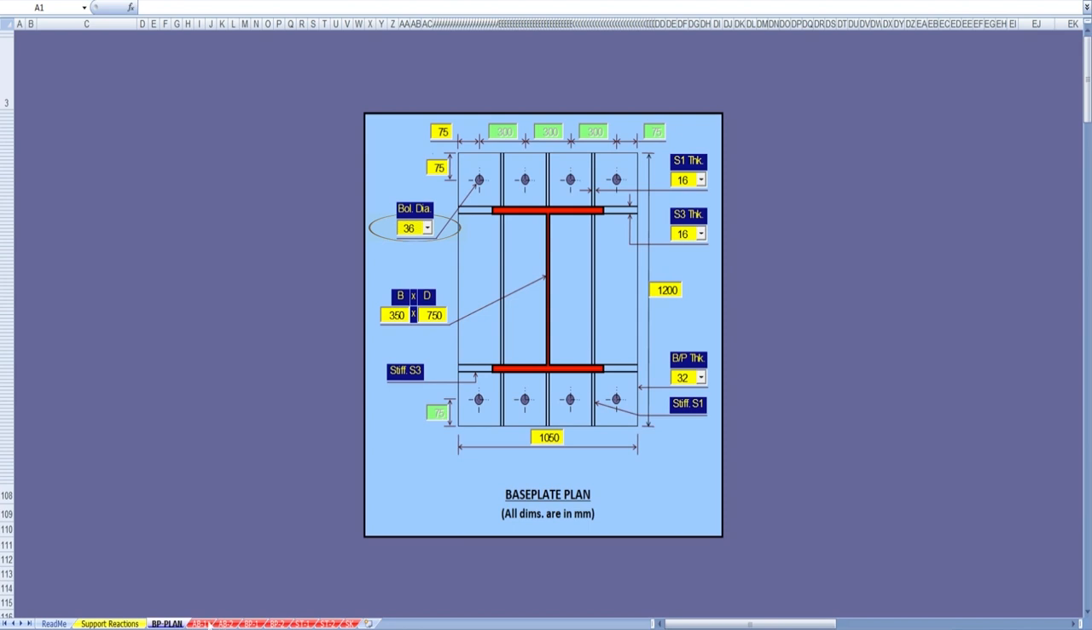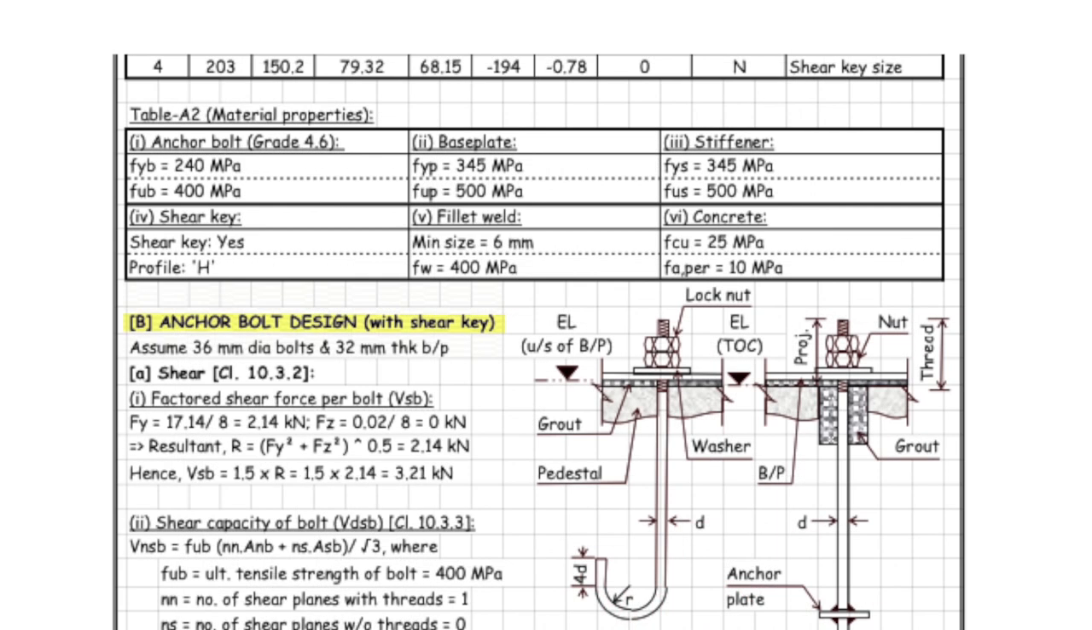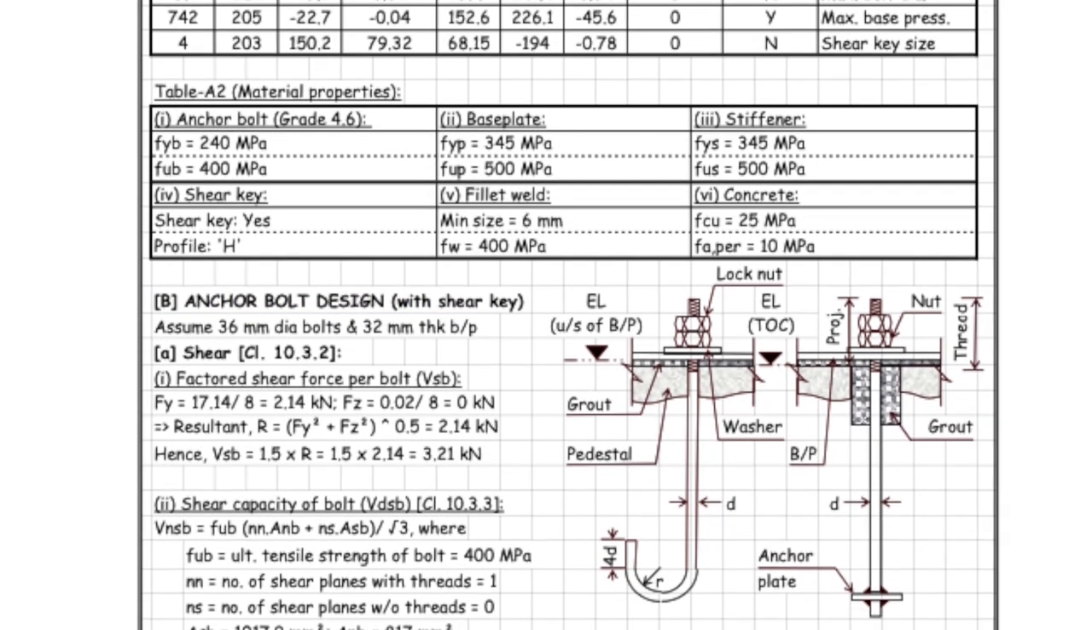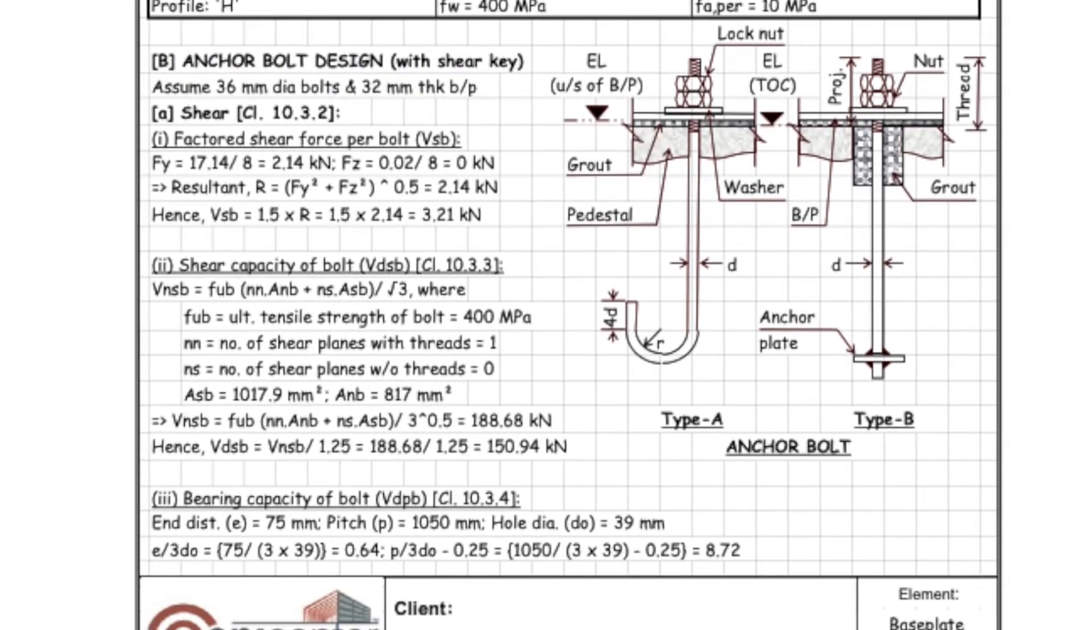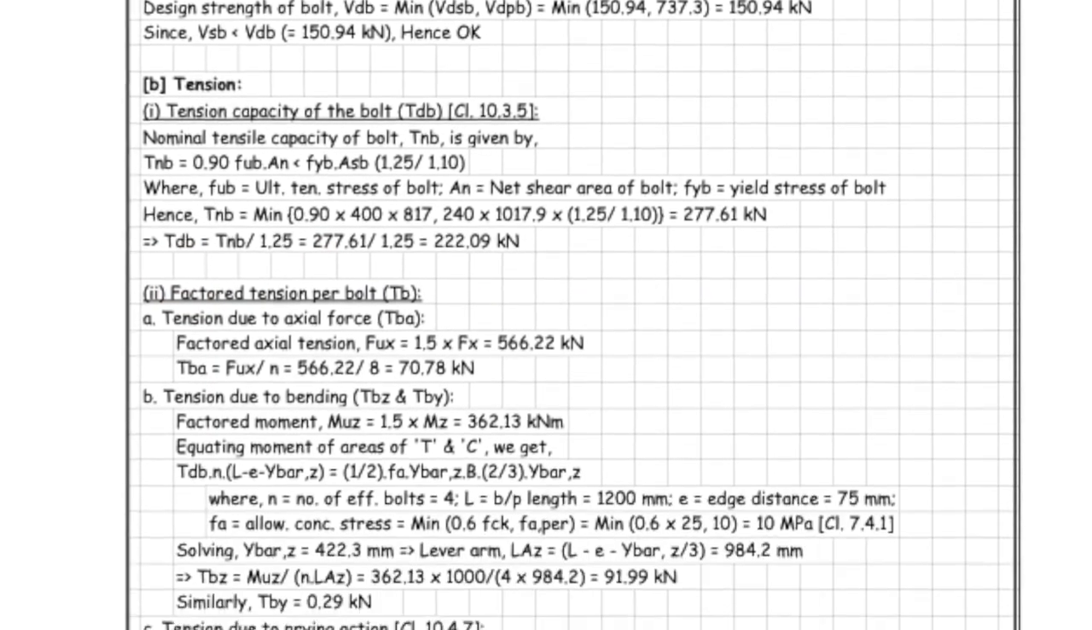Let us quickly go through the calculations. The governing load combinations factored in for stress increase and shear key presence are as highlighted here. In our case, these are all different for anchor bolt design, base plate design, and shear key design. This is followed by detailed calculations for anchor bolts, base plate, stiffeners, shear key, and connecting welds.